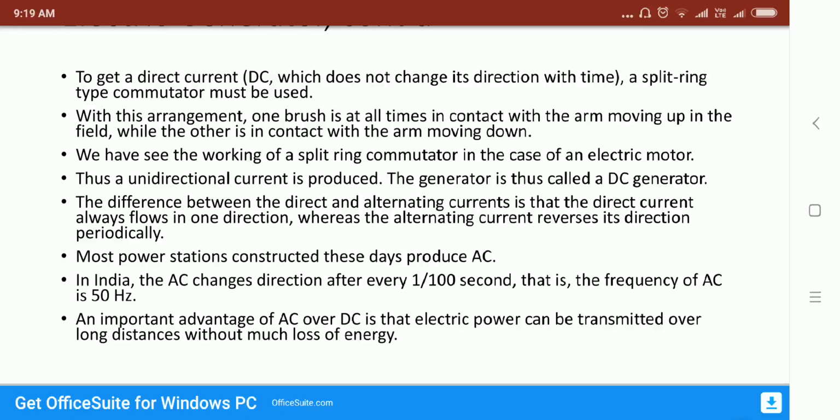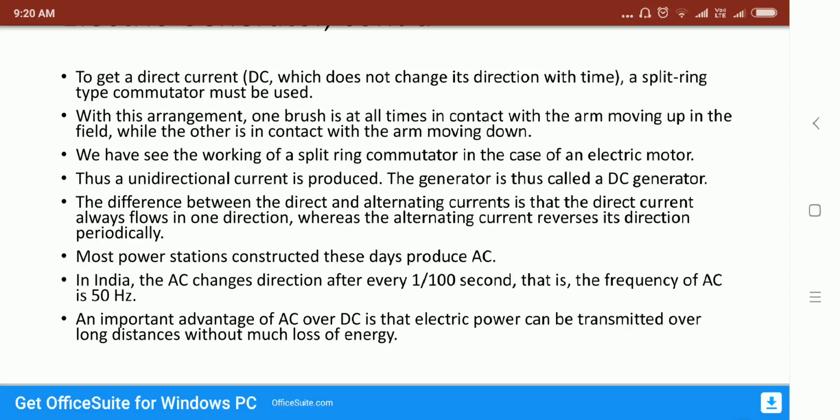Most of our power stations are constructed based on AC. Why? Because electric power can be transmitted over long distances without much loss. If the DC is there, then losses are more. So power transmission over longer distances is possible with the AC, but with the DC, long distance transmission is not possible.